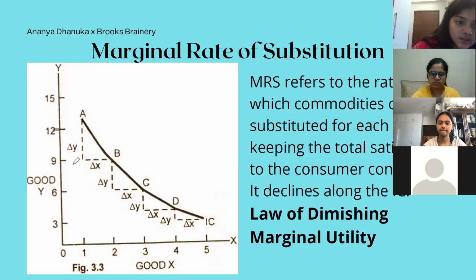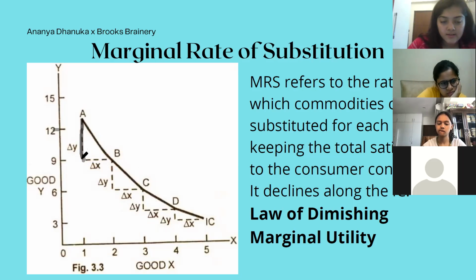Okay, so if this is A, and the next position you're going to is B, then this is the difference in commodity Y. That's why there's a change in Y here. This is the change in commodity X. That's why there's a change in X. So when you write change in Y upon change in X, that gives you the marginal rate of substitution across this graph.